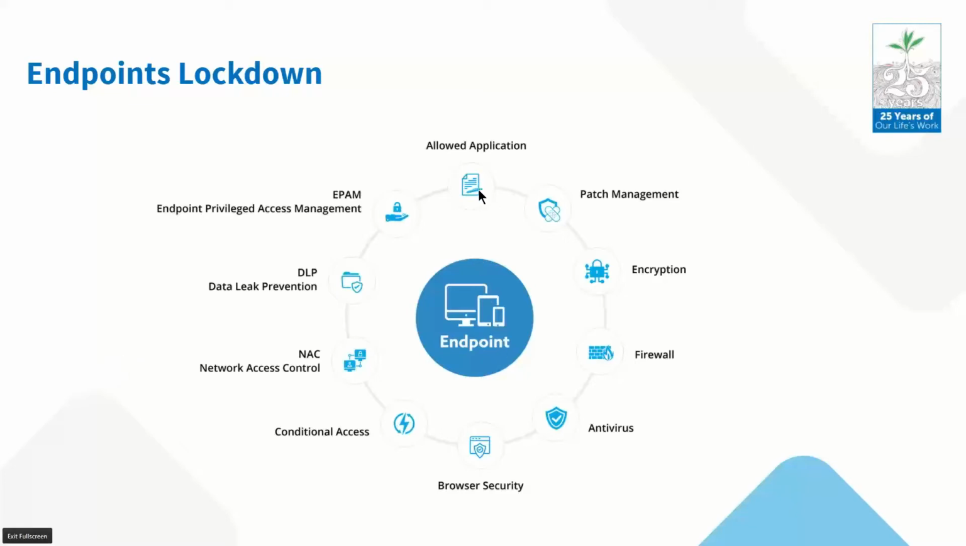So you need to have an allowed application, whitelisting or blacklisting of applications through application control, better vulnerability and patch management, encryptions, firewalls, browser security, antivirus, NAC, network access control for your devices, data leak prevention, and endpoint privilege access management. So if you can put the circle around your endpoint with the different security add-ons that we have, 5 different security add-ons, then I think you will have a better edge of reducing the attack surface.